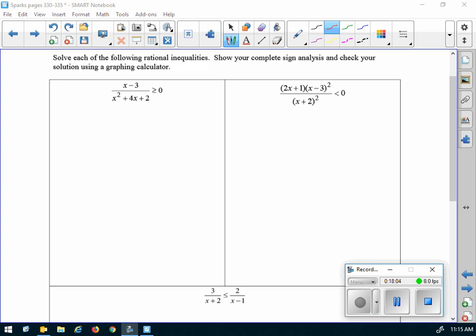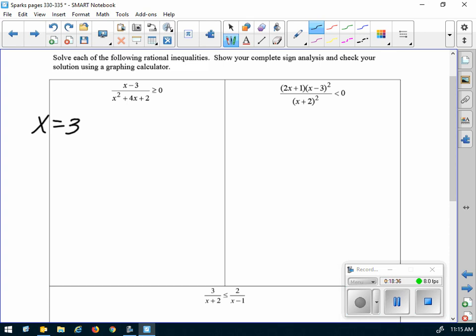What's the first step? Factor. Well, snap. Can't factor. Nothing will factor. That denominator won't factor. I do not have two numbers that multiply to give me 2 and add to give me 4. Now, here's what you got to think. What x values make my numerator equal to 0? 3. That's a critical number. X equals 3.